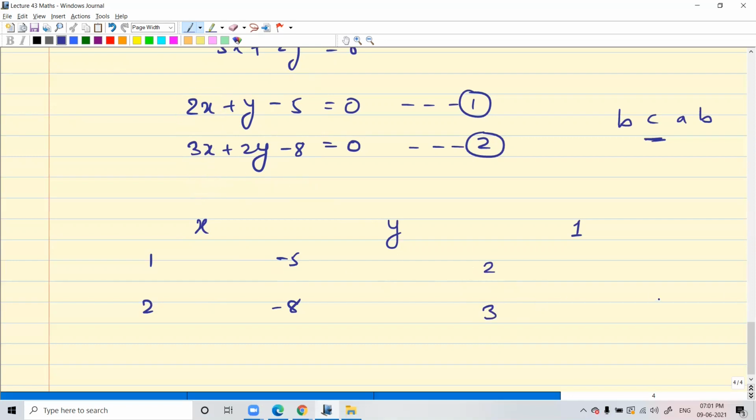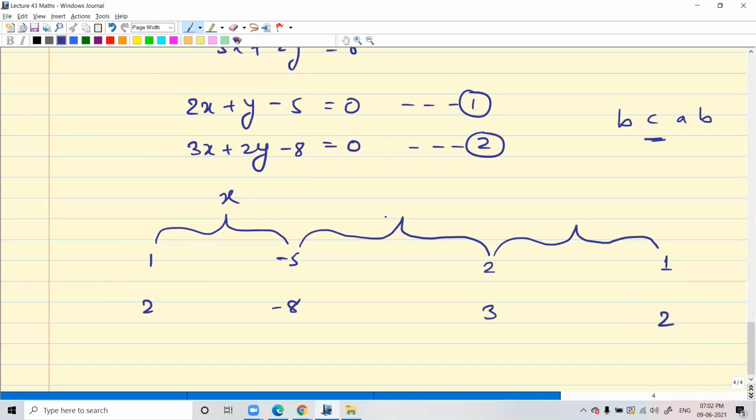So B, C, A is done, and then the last one will be B, whatever we started with first: 1 and 2. Once that is done, if this looks a little confusing, you can draw some curly braces like this. This is for X, this is for Y, and these two will be for 1. Then we do the cross multiplication.